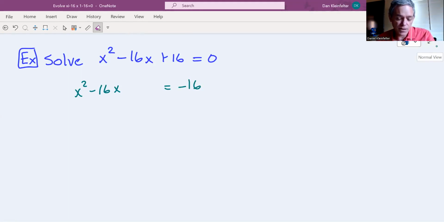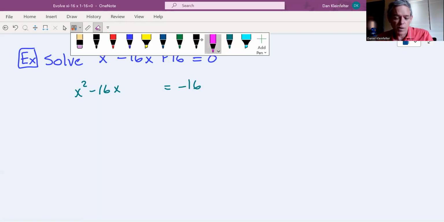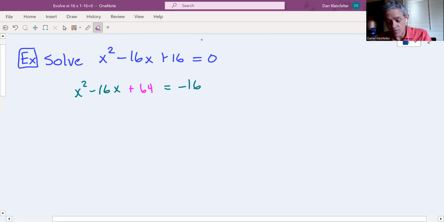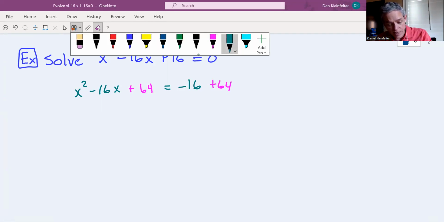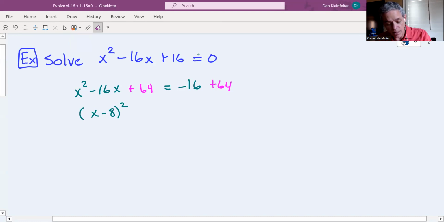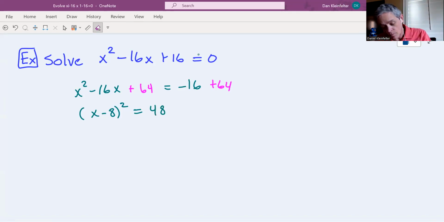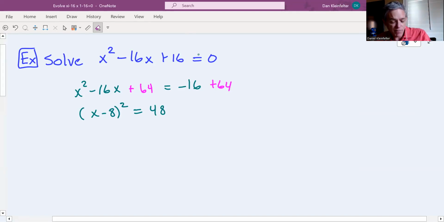Instead of doing that, we're going to just subtract the 16 from both sides to create a little space. Either way will work though, of course. So half of 16 was 8. 8 squared is 64. All right, so then the left side will factor as x minus 8 squared. And then the right side, 64 minus 16, I think is 48. And so, yeah, x minus 8 squared is 48.